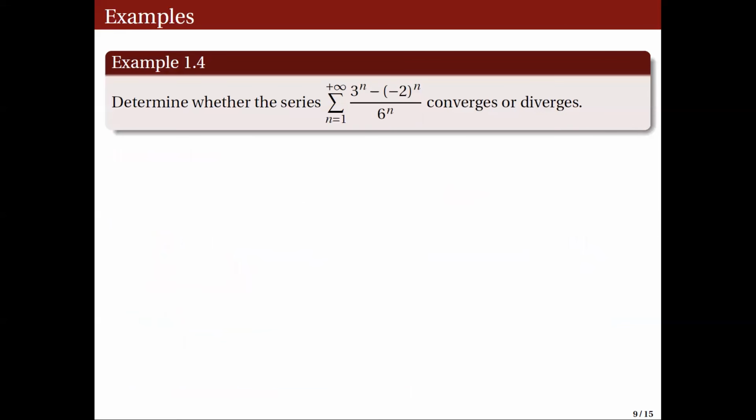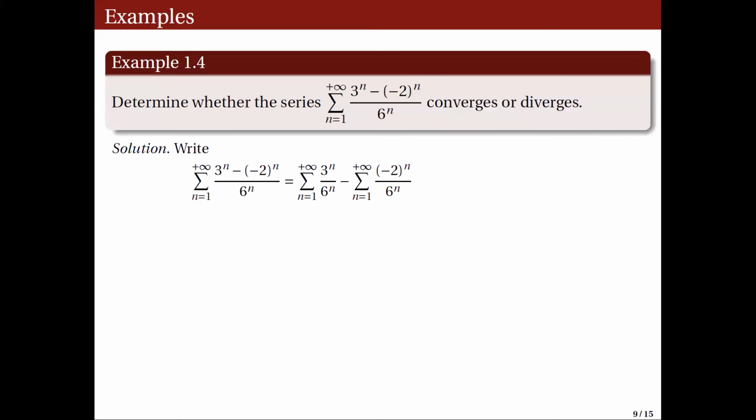Let's now proceed to our next example. Let's determine whether the series, the sum of 3 to the n minus the quantity negative 2 to the n, all over 6 to the n from 1 to infinity, converges or diverges. So first, let's write the given series as the sum of 3 to the n over 6 to the n from 1 to infinity minus the sum of negative 2 quantity raised to n over 6 to the n from 1 to infinity.